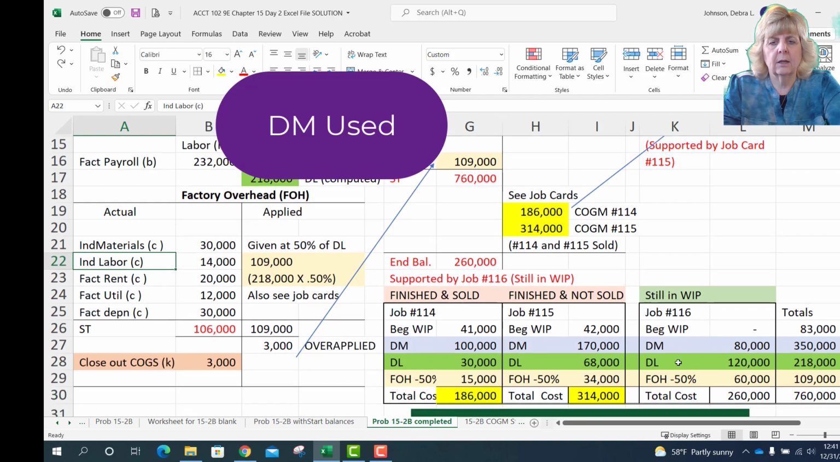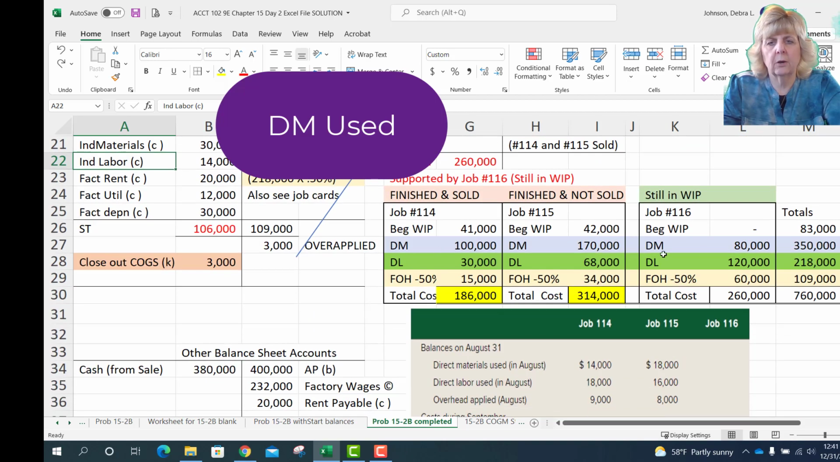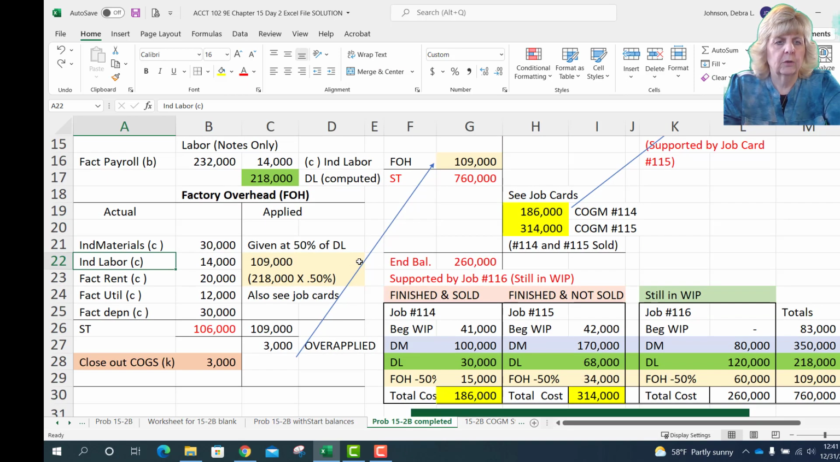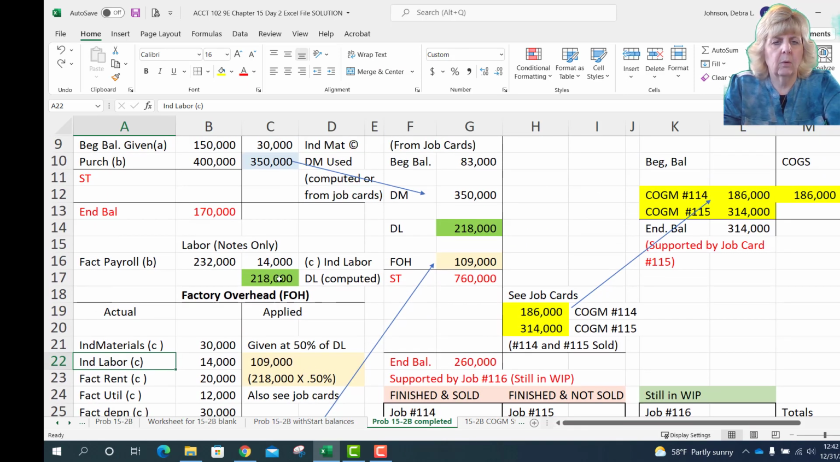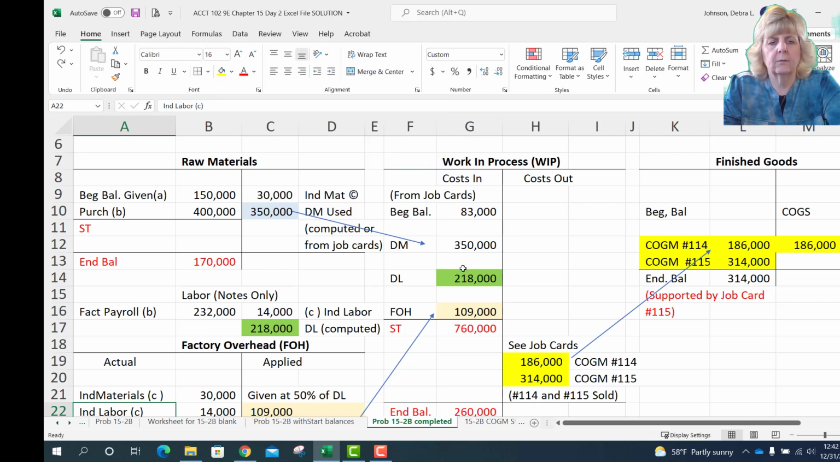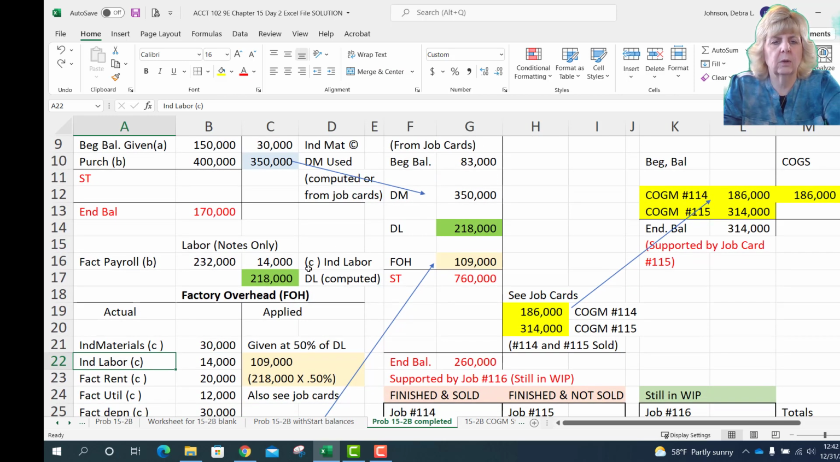The next line of those job cards, the green line here, is showing that 218,000 of direct labor was charged out. You'll see that as a memo item here. We computed it on the job cards, and the labor actually got charged to 2 places. The green direct labor came from the job cards in the amount of 218,000, and the other 14,000 was an indirect labor cost that was given to us in one of the transactions.